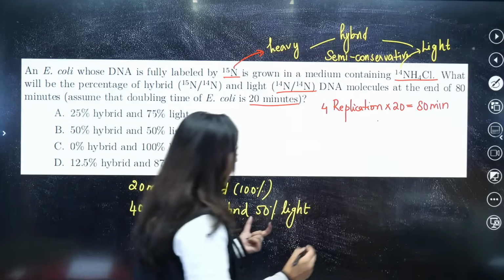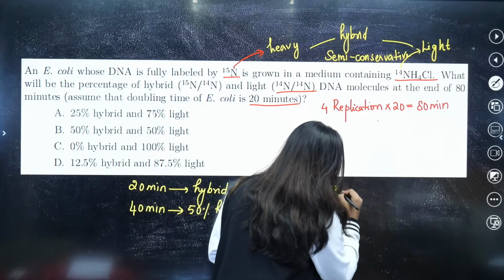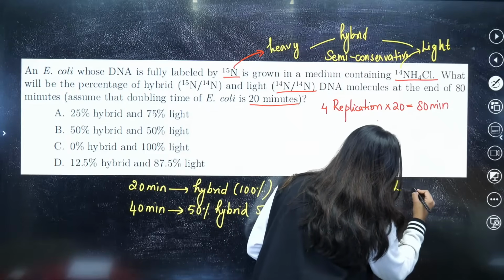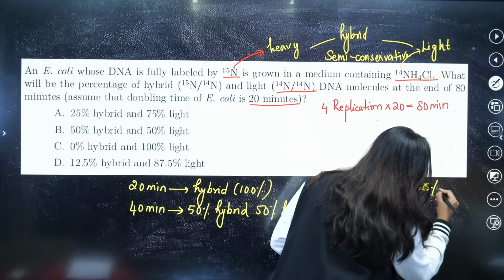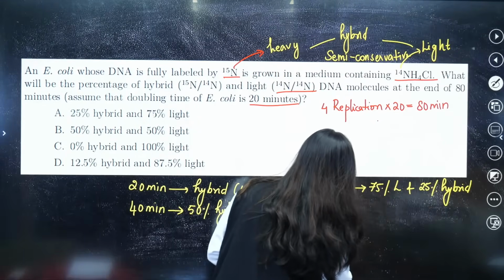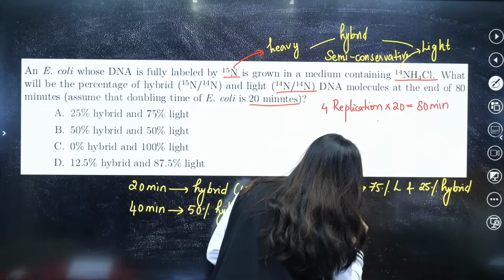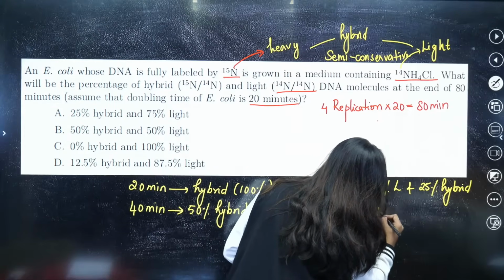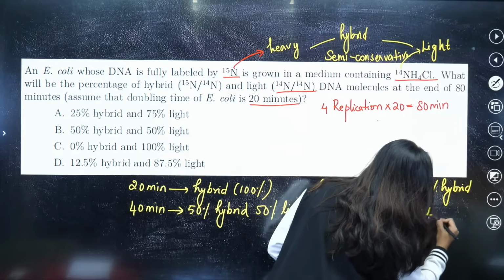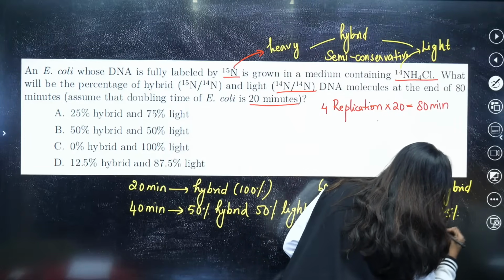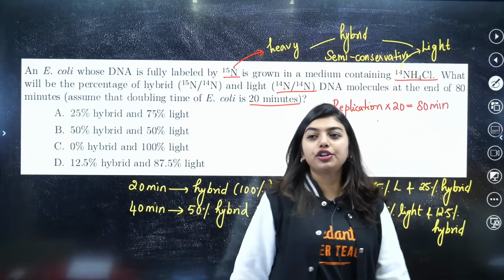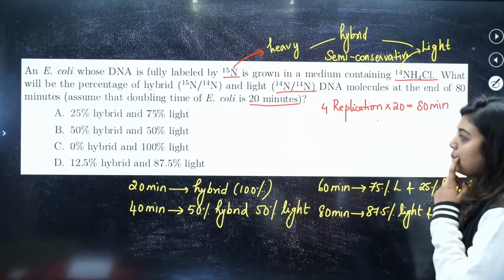Then in 60 minutes I'll get 75% light and 25% hybrid. So what will I get in 80 minutes? In 80 minutes I will get 87.5% light and 12.5% hybrid. So what's my answer going to be?